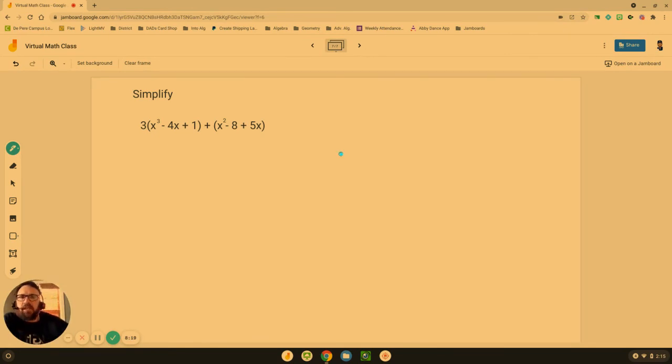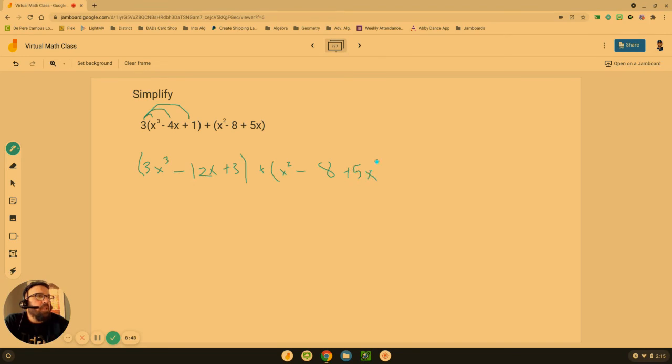What's our first step here? Hopefully, you remember that if there's a number up front, we have to distribute. So I'm going to multiply each piece by 3. 3x cubed minus 12x plus 3. Plus the second quantity, which is x squared minus 8 plus 5x.